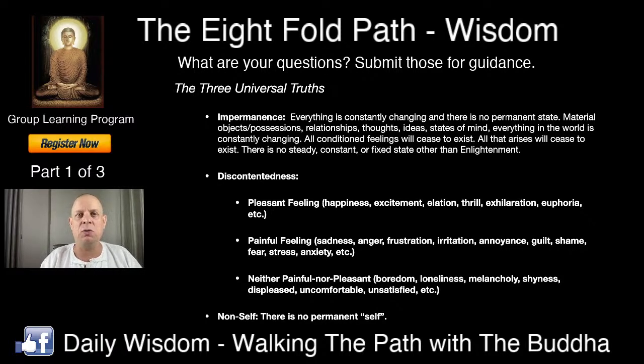So when the Buddha described dukkha, he described 3 feelings: a pleasant feeling, a painful feeling, and a feeling that is neither painful nor pleasant. So the pleasant feelings are things like happiness, excitement, elation, thrill, euphoria. These are all pleasant feelings for the unenlightened mind to experience. And then there's painful feelings, things like anger, sadness, frustration, irritation, annoyance, guilt, shame, fear. These are all very painful for the mind to experience.